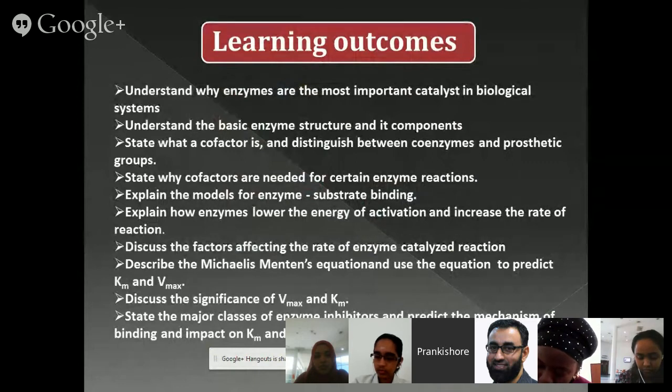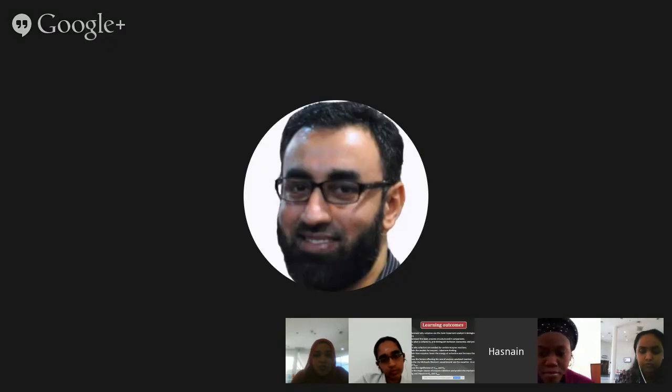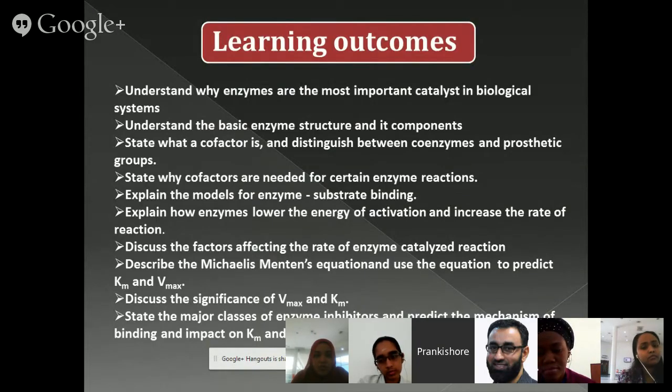Understand why enzymes are the most important catalyst in biological systems. Understand the basic enzyme structure and its components. The third one is state what a cofactor is. Distinguish between coenzymes and prosthetic groups. State why cofactors are needed for certain enzyme reactions, and then explain the models of enzyme substrate binding.